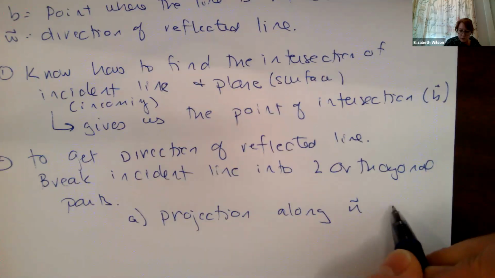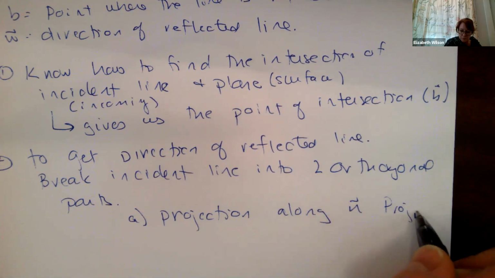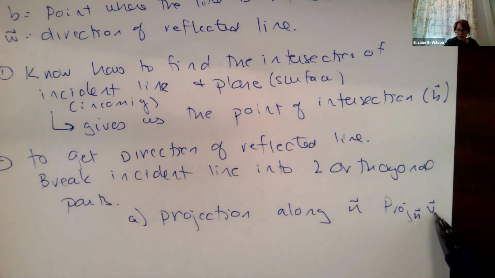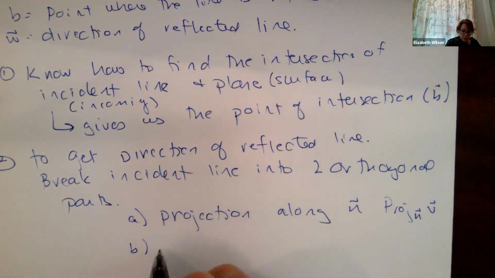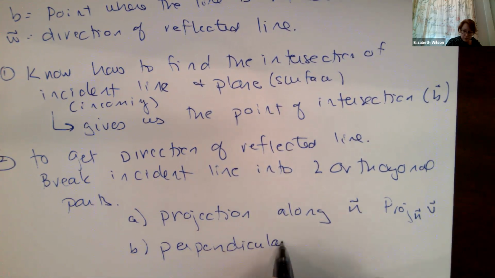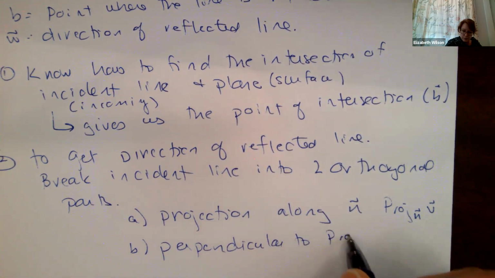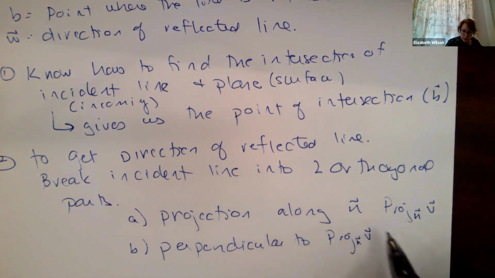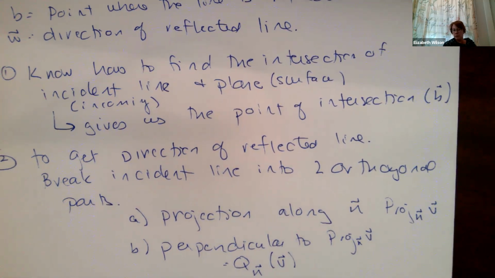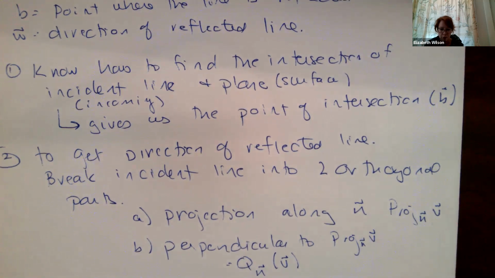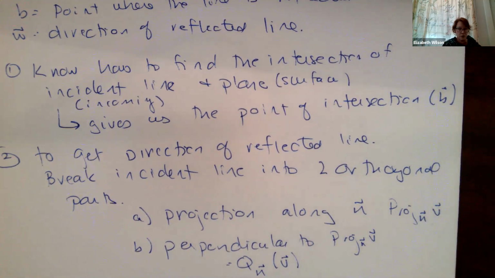So this is the projection of our incoming line V onto our normal. That's what we need. The other part is the perpendicular to our projection. This was equal to what we called Q. That was the orthogonal to our projection. Once we find the projection, I can find the orthogonal. It's just a straight vector addition. We did this before. We'll do it again in our examples.